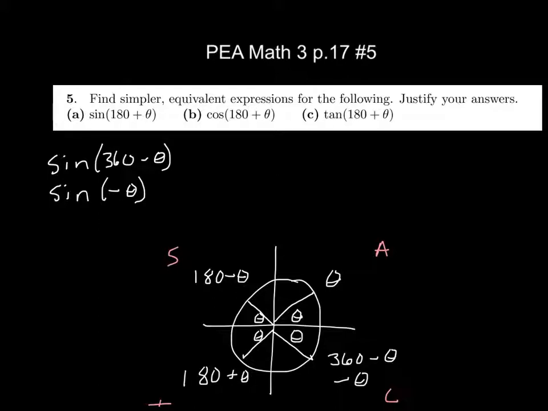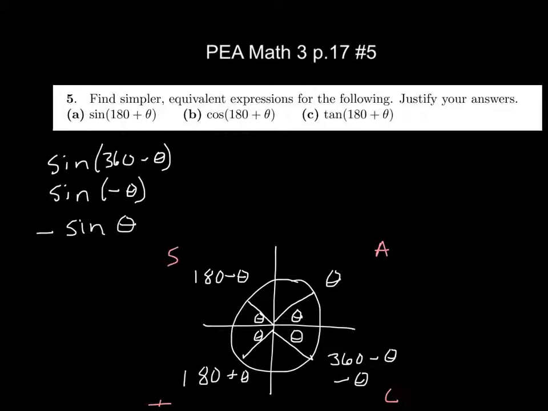So here's the thing. Sine of theta. This quadrant for sine, is that positive or negative? Positive. So that is not equivalent, right? Because whatever this is, that's negative, and that's positive. But couldn't I just do that then? Because sine of 180 plus theta is negative.